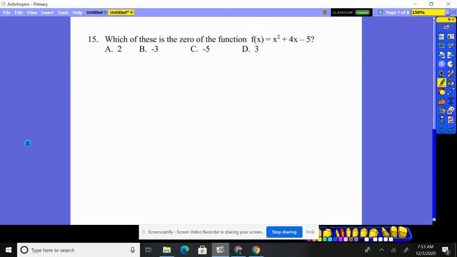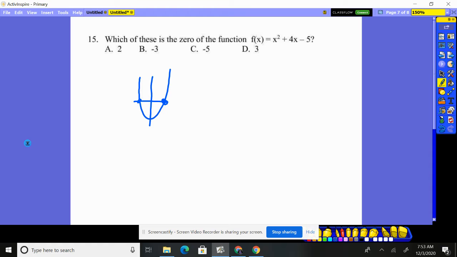15. Which of these is the zero of the function? So what happens is you have your graph, and I'm going to tell you now, it's going to cross. We're looking for where it crosses the x-axis. That's what a zero is. Where does it cross the x-axis?